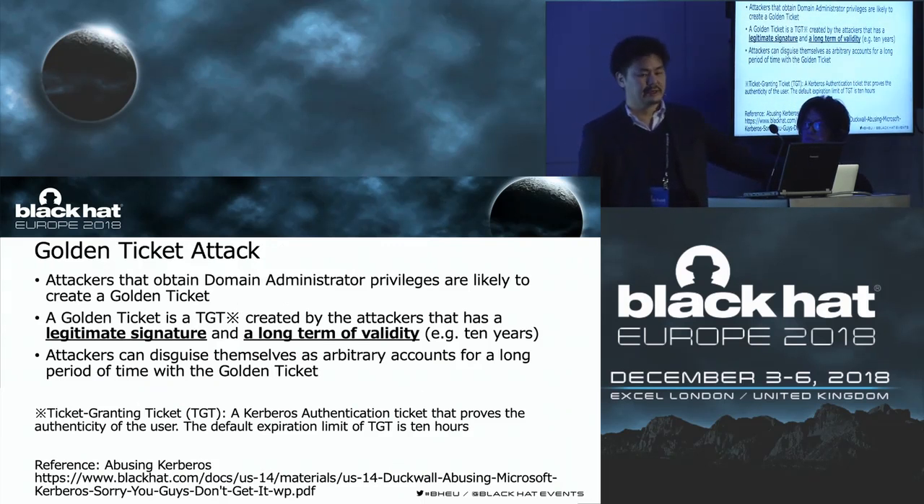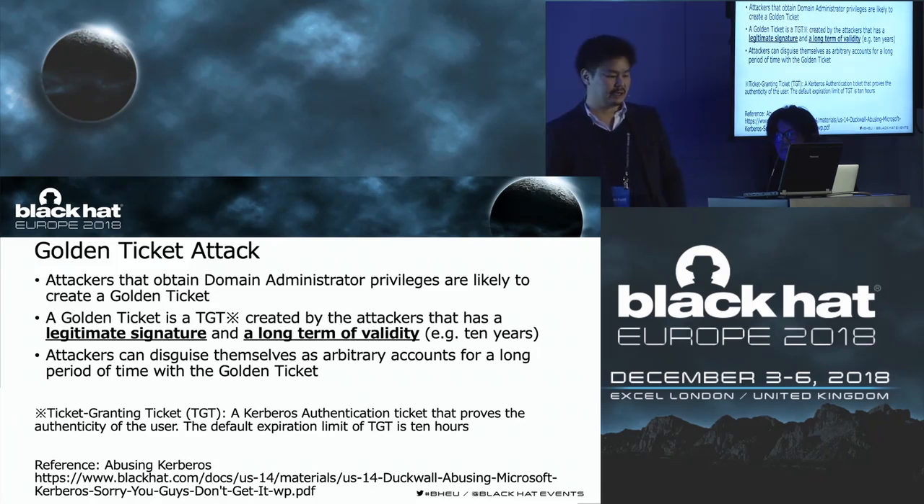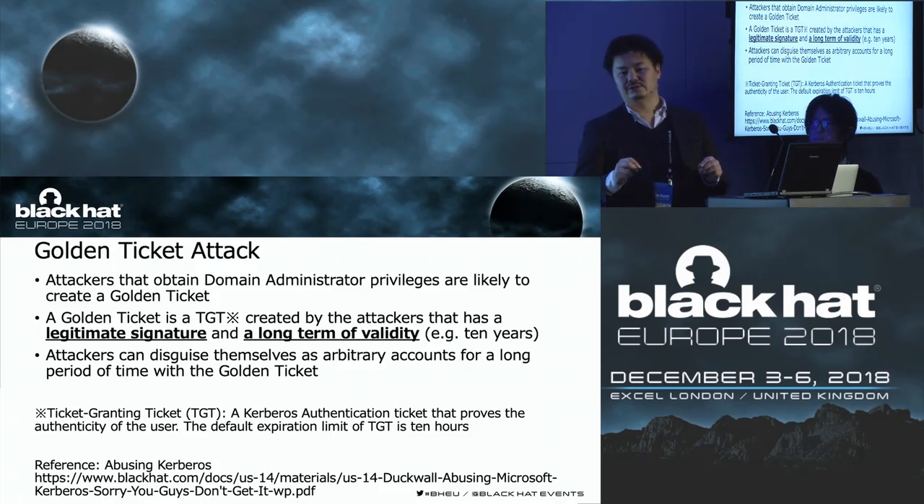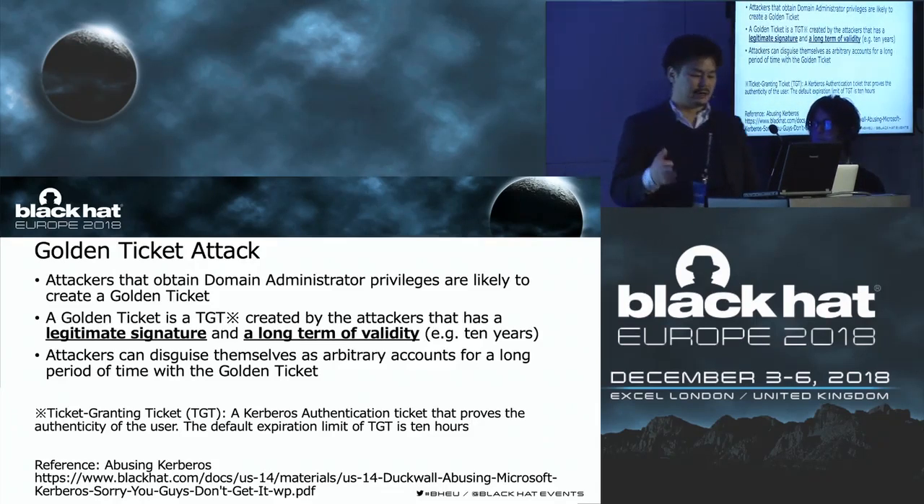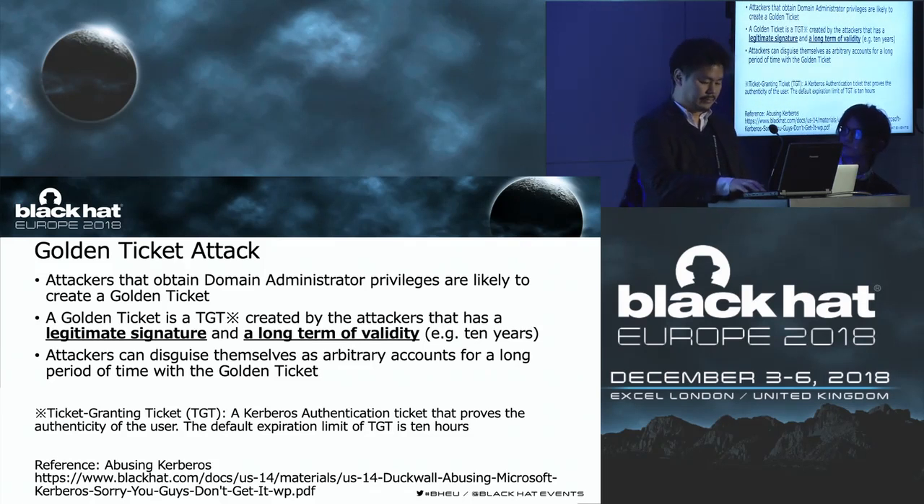So golden ticket is a backdoor against AD, which was introduced at Black Hat USA 2014. If they create this golden ticket backdoor, they can use it for a long time, like 10 years. And they can pretend to be a legitimate admin account. So it isn't easy to find or detect the attacker's activity.